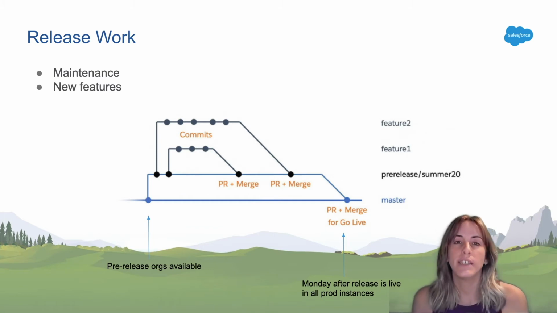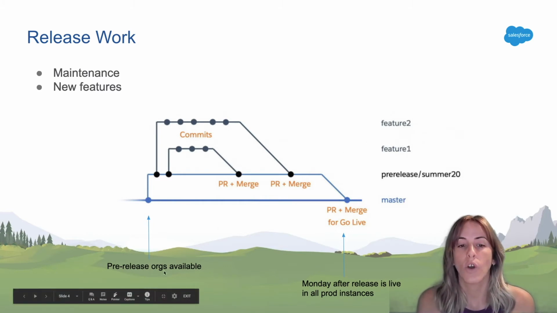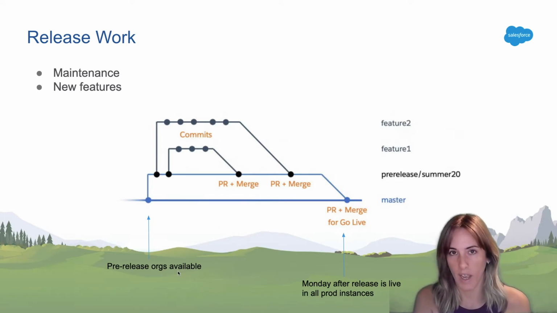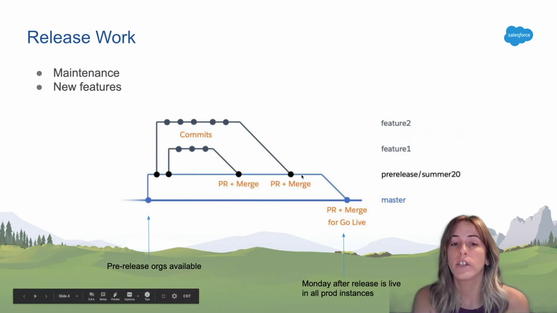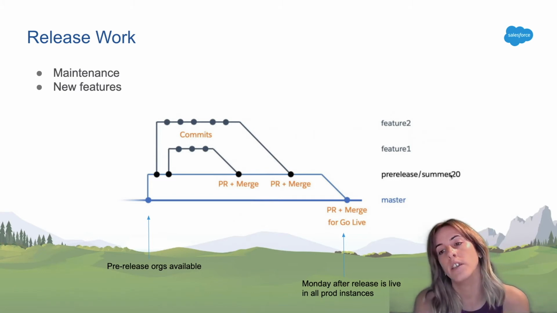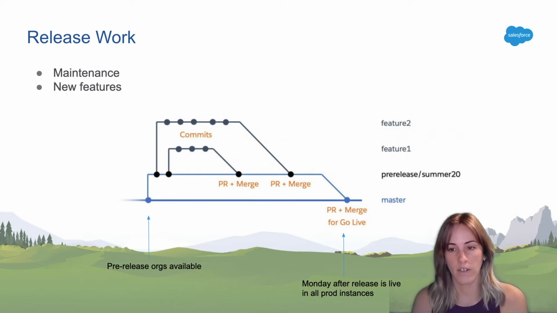What we do is that in every release, once we have the pre-release orgs available, the first day that we have them, we create a new branch that is the pre-release branch. For example, in Summer, we have the pre-release Summer '20 branch, which is there at the moment because we are merging that branch into Master next Monday.